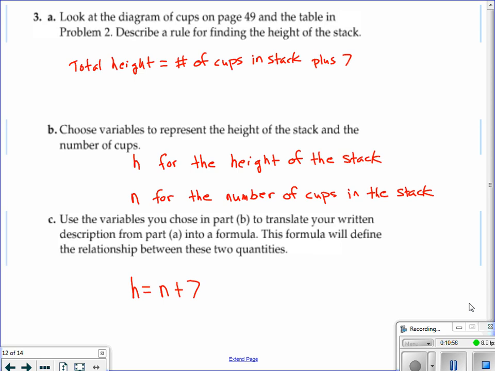Part B, we just need to choose some variables to represent the height of the stack and the number of cups. So I just went ahead and chose H for the height of the stack and N for the number of cups in the stack. And then part C is just translating our verbal description from part A into a mathematical formula using the letters that we chose for part B. So that would just be H equals N plus 7. Again, H is the height of the stack, and N is the number of cups. So if I take the number of cups and add 7, that will give me the overall height of the stack.